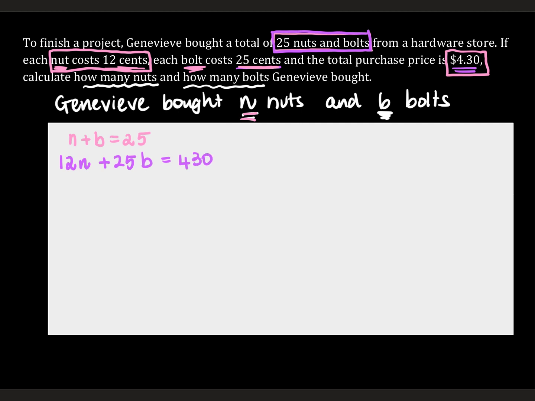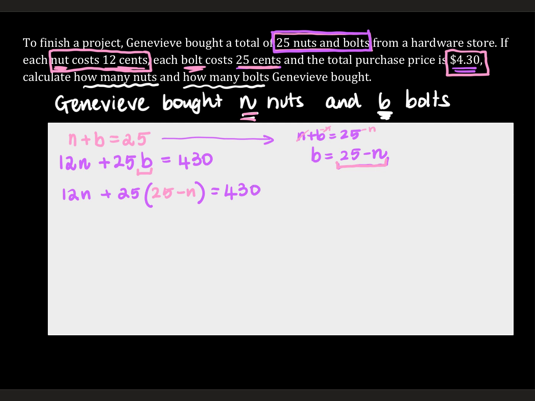Now, what I'm going to do now is solve this through substitution. I'm going to use this equation here, N plus B equals 25, and I'm going to take away N from both sides. So we've got B equals 25 minus N, and I'm going to substitute that into the equation. So when it says B here, instead of B, I'm going to put 25 minus N. So watch this. I've got 12N plus 25 lots of B, which is 25 minus N, close bracket, equals 430.